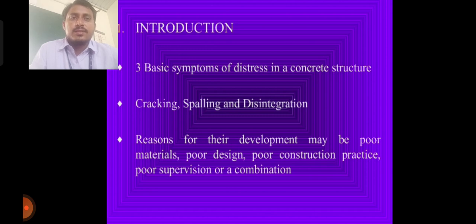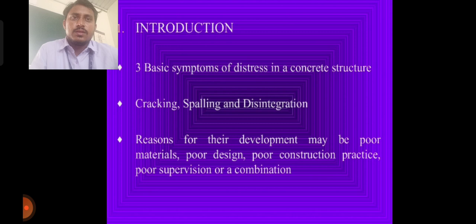Cracking is a fracture, or a breakdown, of concrete structures. Spalling is the separation of a layer from concrete structures, or the removal of one part of a layer. Disintegration is the separation of particles in concrete structures. For example, the concrete is removed and the steel is exposed to moisture conditions. Those are the three major symptoms of distress in concrete structures.